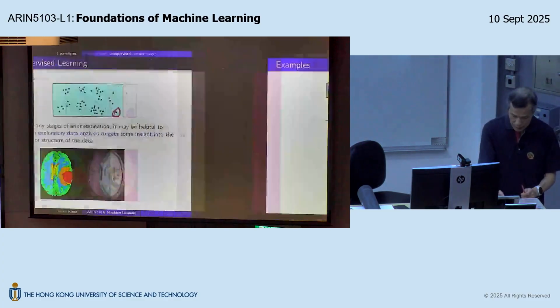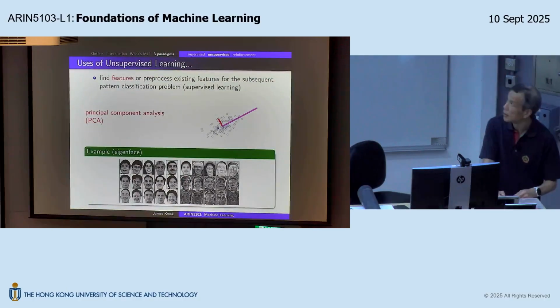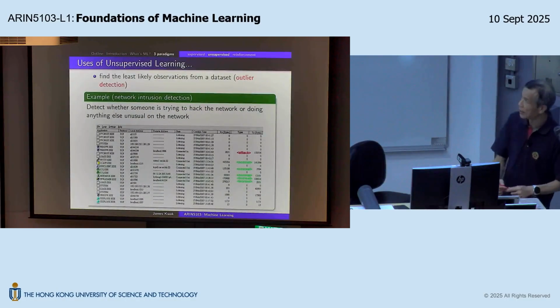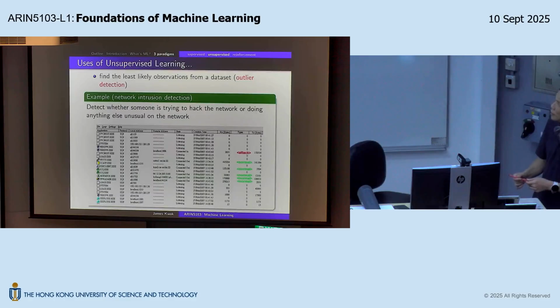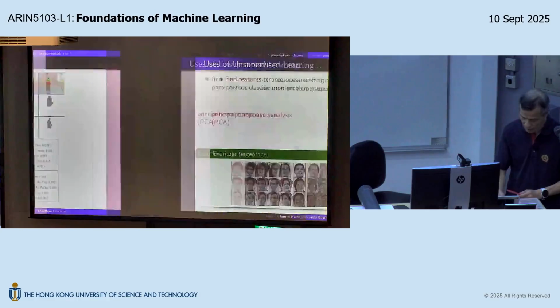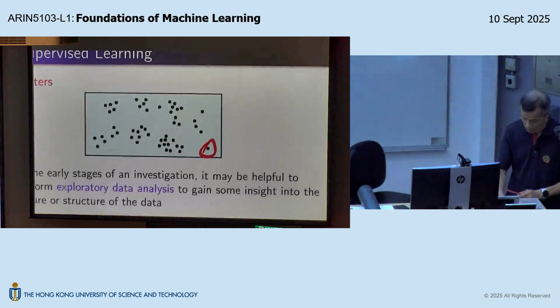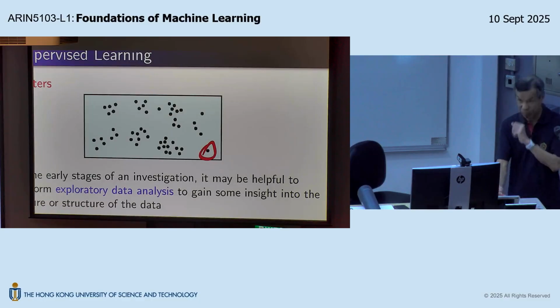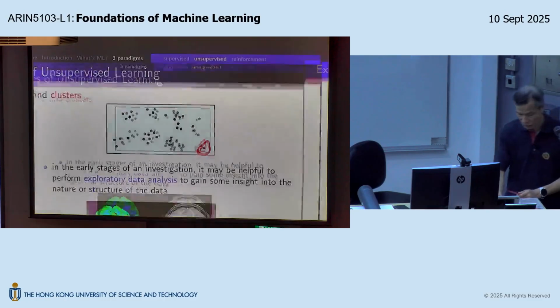Besides clustering, you can also use this for dimension reduction. In this case, you reduce the dimensionality of each point from 2 to 1. You can also use this for outlier detection or anomaly detection, meaning that you think some points, for example this one, are very different from all the other points, and so this may be an outlier. So this is unsupervised learning.